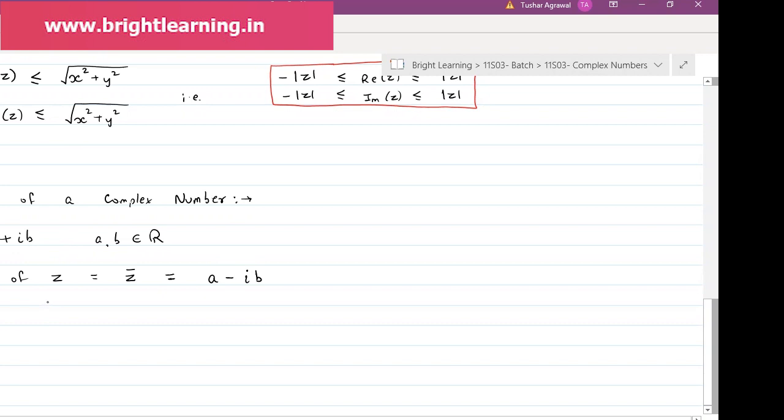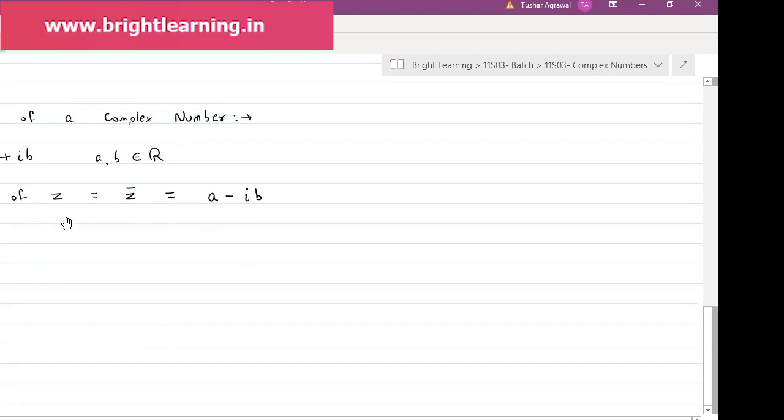Yes or no? This is just the definition. You just have to take the additive inverse of the imaginary part. This is the definition of conjugate. Now if I tell you, let's say, properties of conjugate: z1 plus z2, complete conjugate, calculate. Will you be able to calculate?